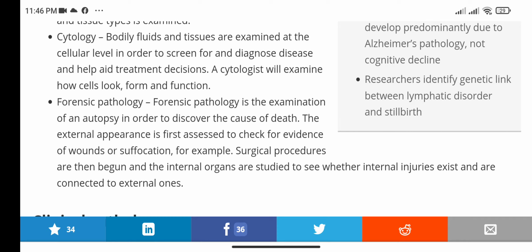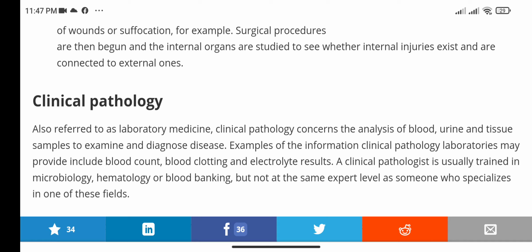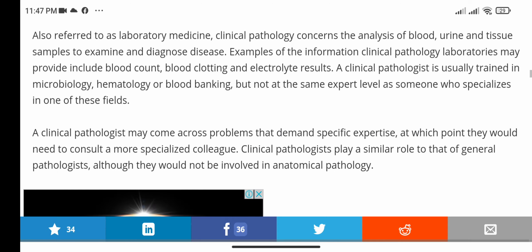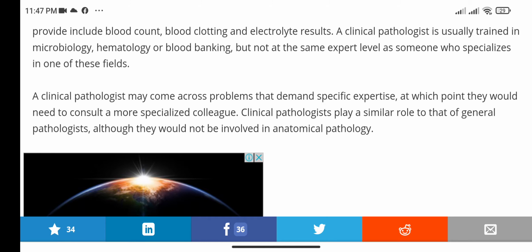Clinical pathology. What is clinical pathology? Also referred to as laboratory medicine, clinical pathology concerns the analysis of blood, urine, and tissue samples to examine and diagnose disease. Examples of the information clinical pathology laboratories may provide include blood count, blood clotting, and electrolyte results. A clinical pathologist is usually trained in microbiology, hematology, or blood banking, but not at the same level of expertise.